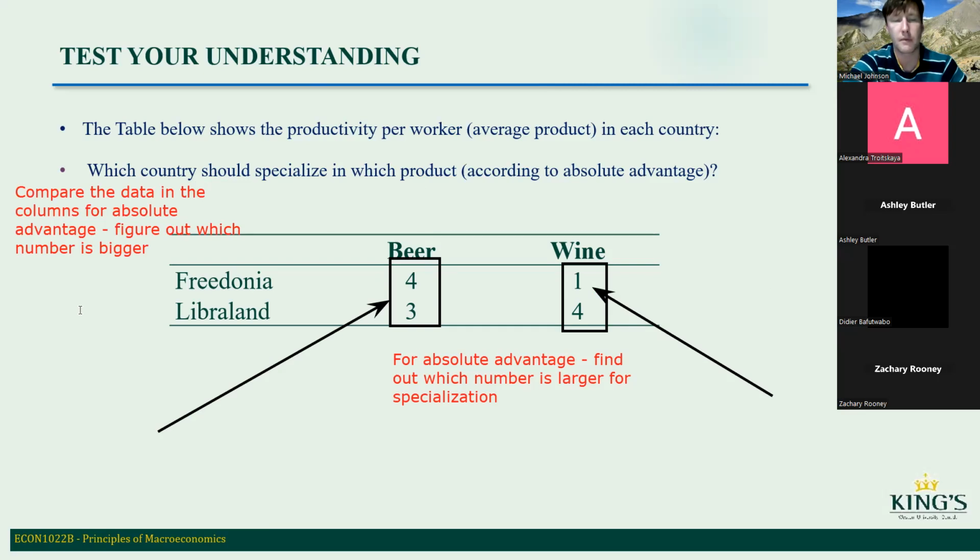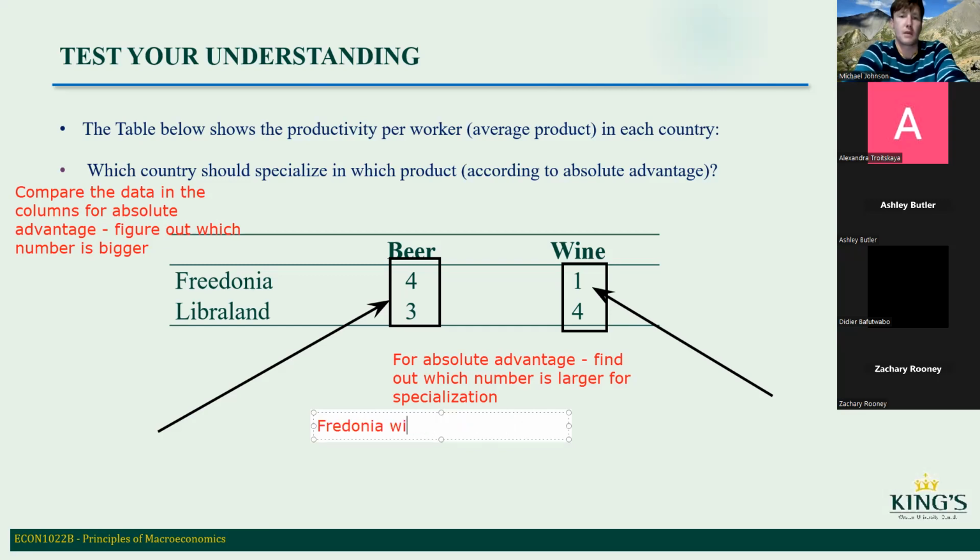So if the number for Fredonia is bigger than Liberland or so on, so if one country has the bigger number, that would be the one with the absolute advantage. So in that case, which country will have the absolute advantage for which good? Fredonia will have it for beer and Liberland will have it for wine.